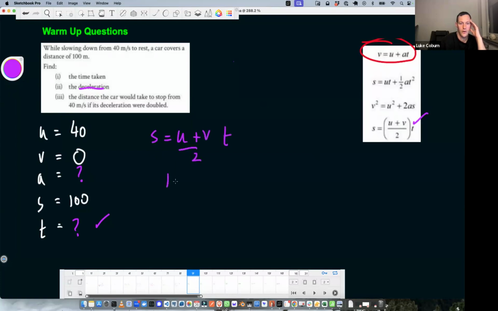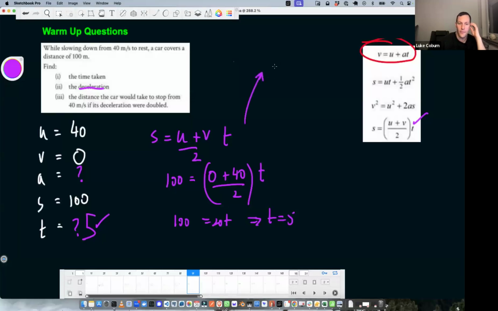So that's going to be 100 is equal to (0 plus 40) over 2 times T. So 100 is equal to 0 plus 40 over 2, that's 40 over 2, that's going to be 20. So T is going to be equal to 5, okay? So I have that, that's now 5, and now I'm after A.